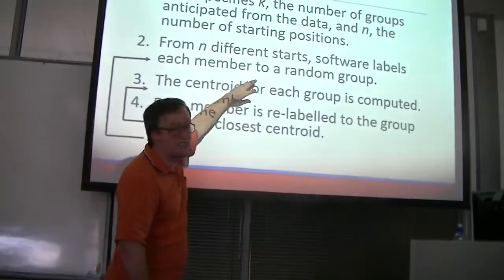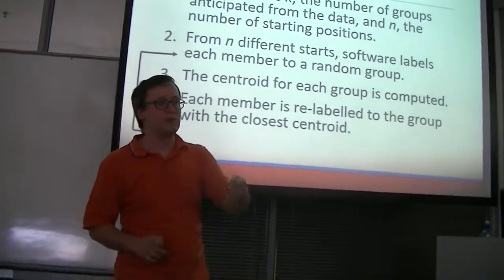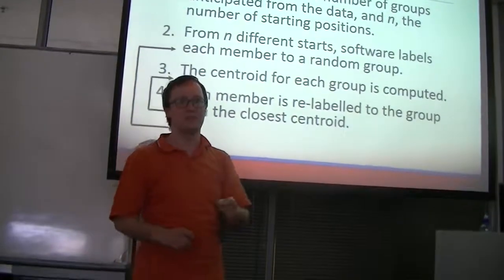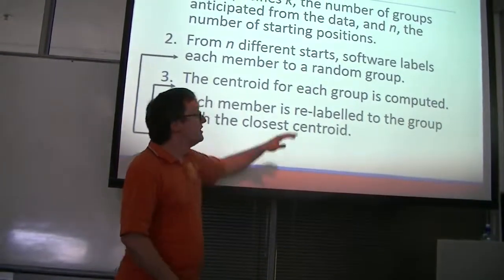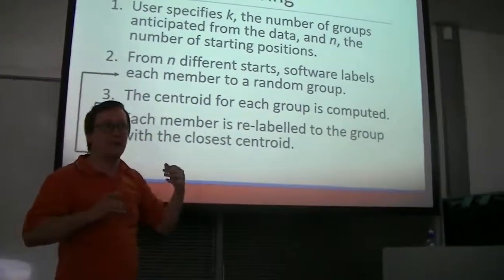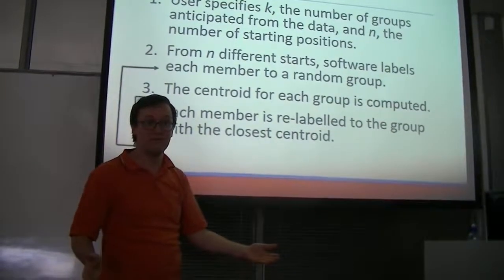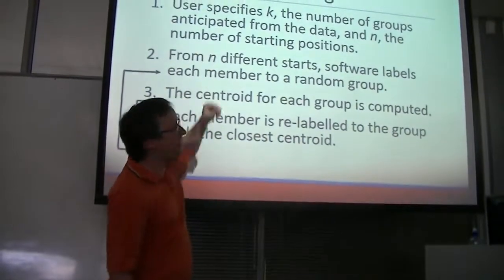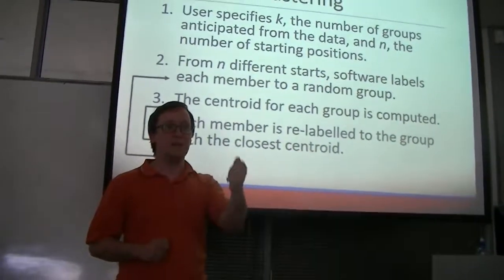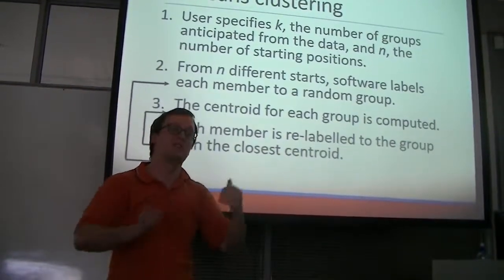And the next is this tuning process, this one where we reassign labels and recompute centroids, and then reassign labels and then recompute centroids, and so on. So by having multiple starting points and by having this convergence, we get to clusters that, generally speaking, work okay in k-means. So the k in k-means says that you as a researcher must say how many groups you want, and the algorithm attempts to converge on that.